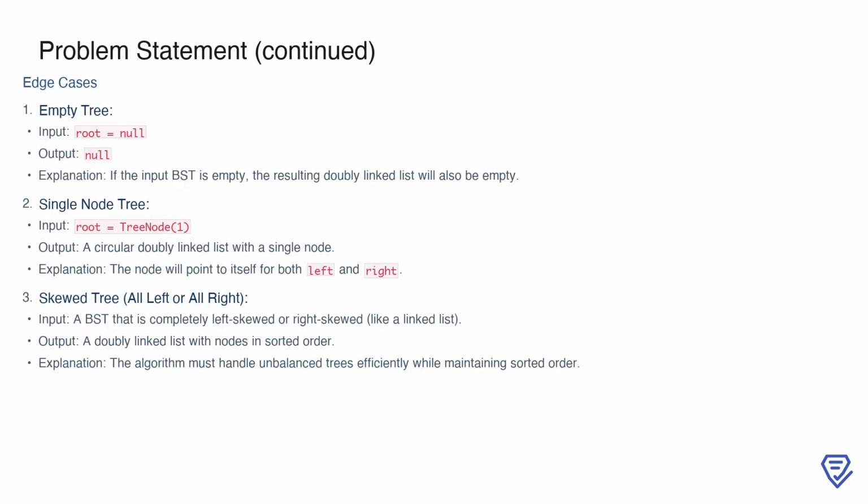Finally, let's consider some edge cases. First, if the input binary search tree is empty, meaning the root is null, the output should also be null because there are no nodes to convert. For a single node tree, the output will be a circular doubly linked list where the single node points to itself. Another interesting edge case is when the tree is skewed, either entirely to the left or entirely to the right, resembling a linked list. Regardless of how unbalanced the tree is, the algorithm must still produce a doubly linked list in sorted order while maintaining efficiency. These constraints ensure the solution is robust and handles all possible scenarios efficiently.